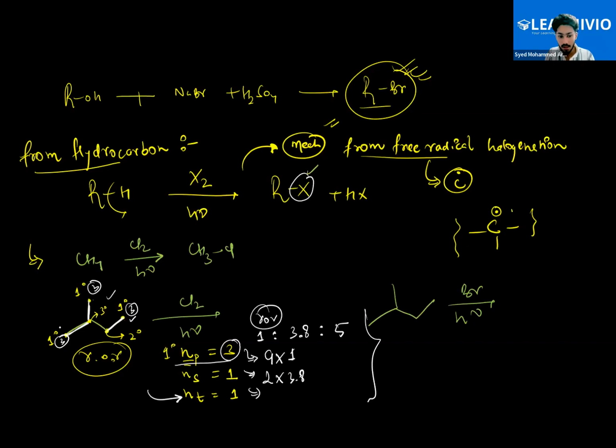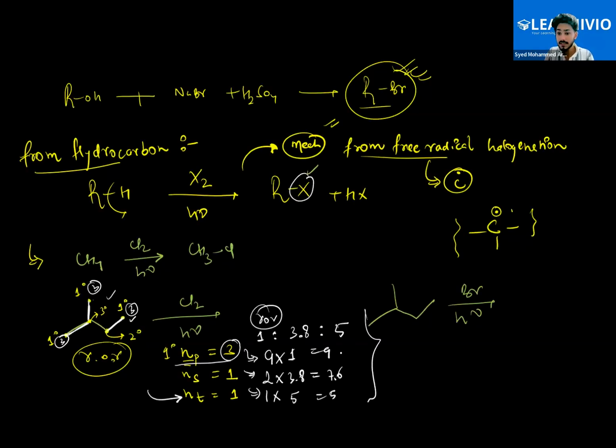And again, here there is a 3 degree, only 1 carbon is here. Multiply this by 1, multiply by 5, because only 1 hydrogen is there. So if you see, 9, and here 7.6, and here it is 5. If you see the reactivity order, 9 is the maximum. So where will my chlorine attach? My chlorine will attach at the primary position, here or here or here. All these will be the same.